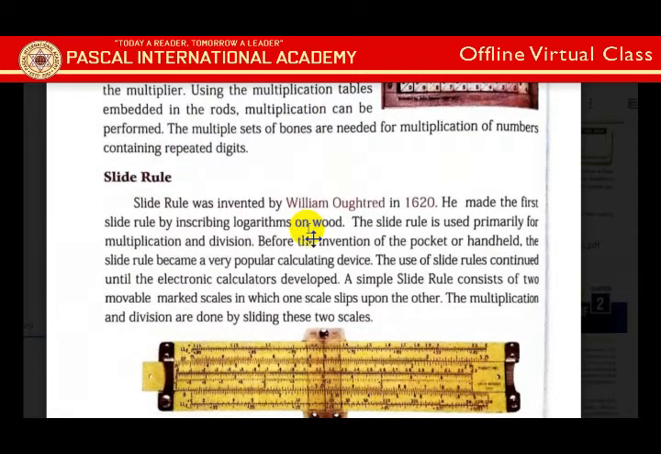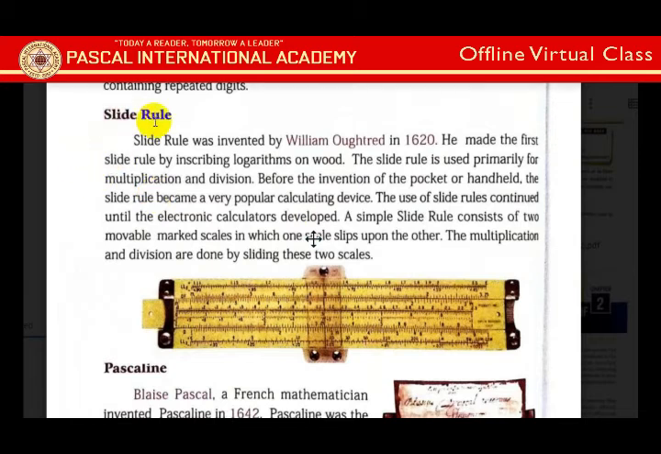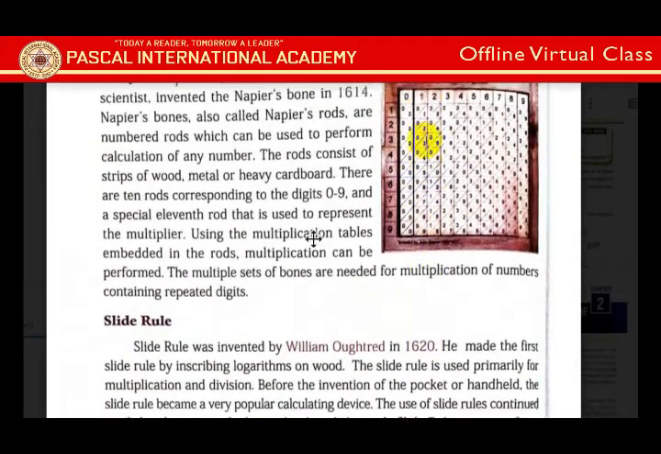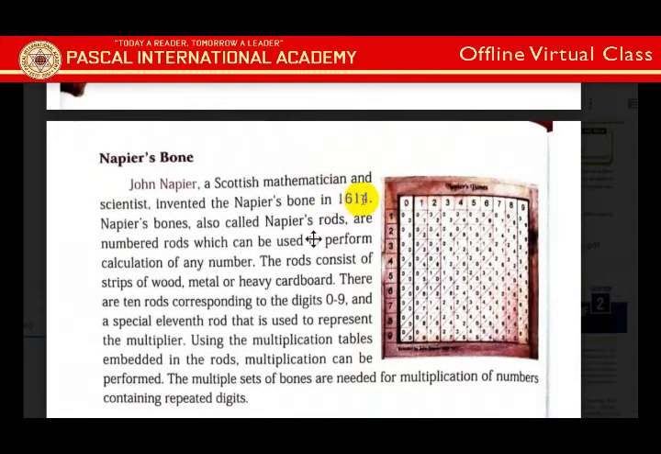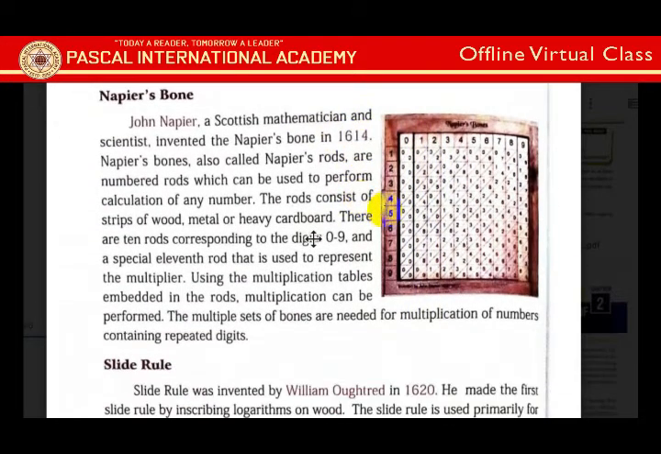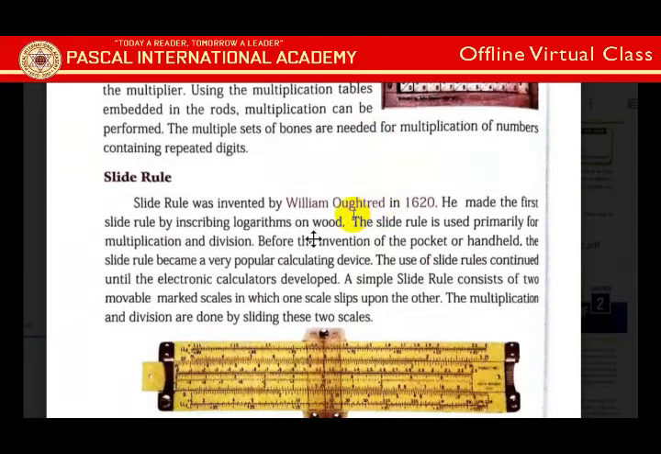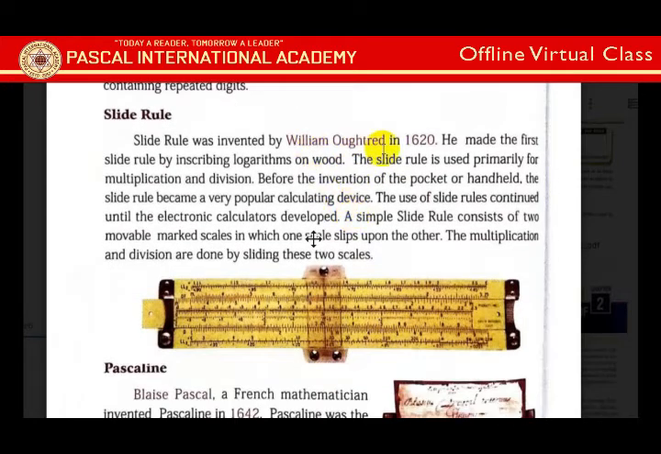So let's go to the next one, slide rule. This slide rule was invented by William Oughtred in 1620. The Napier's one was in 1614. After 6 years it was invented. It made the first slide rule by inscribing logarithms on wood. Logarithm means some sort of technique that will do the calculations easily.